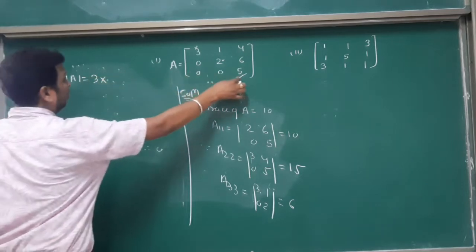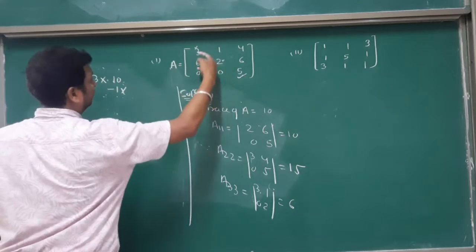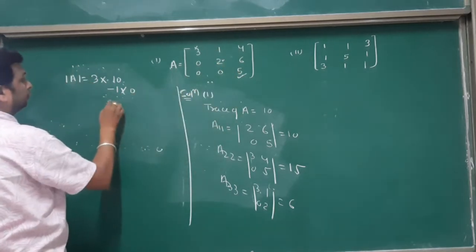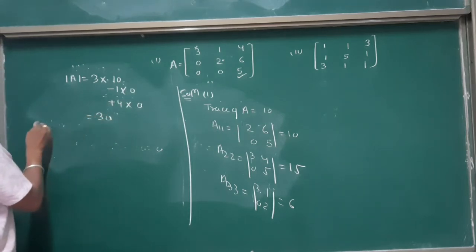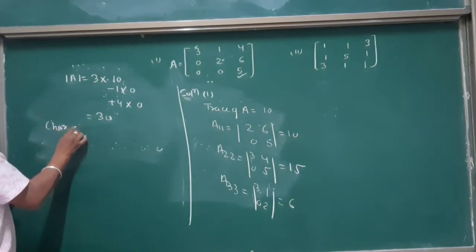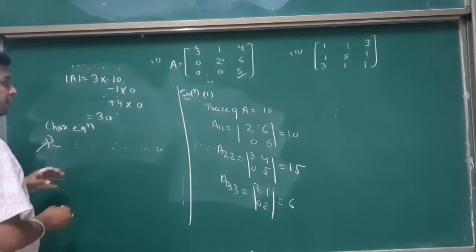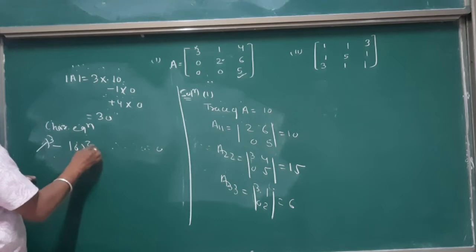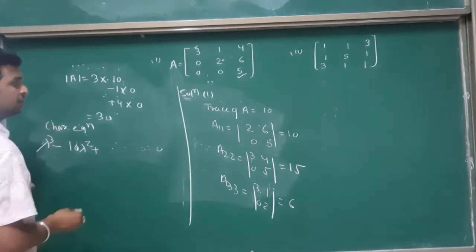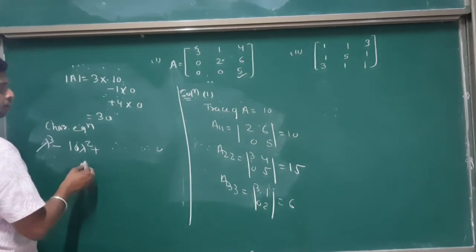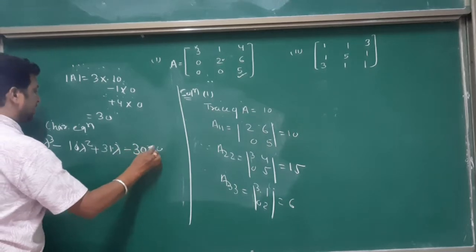Now, what is the determinant of A? 3 into 5 into 2, that is 30. So what is the characteristic equation for this? Lambda cube minus trace, and trace is how much? 10. Lambda square plus A11, A22 plus A33, how much? 31. Lambda minus determinant 30 is equal to 0.